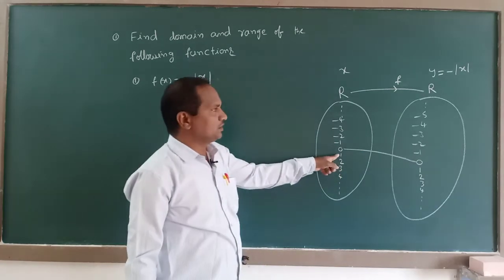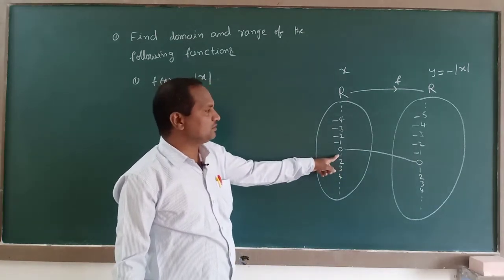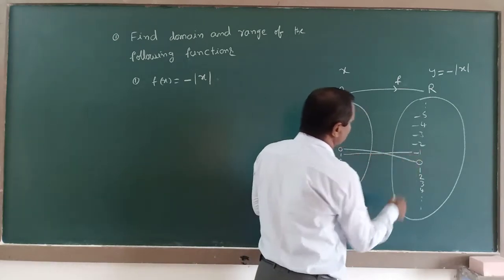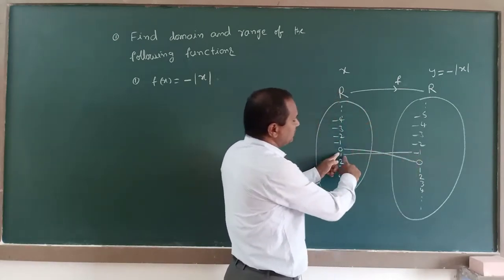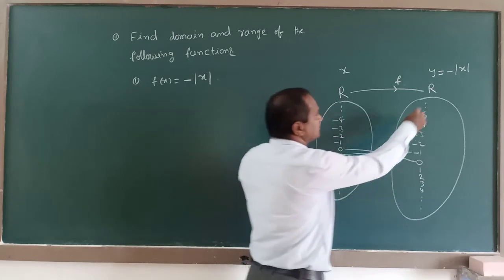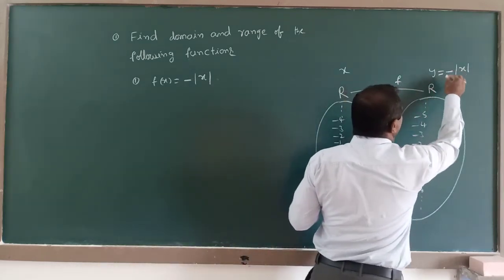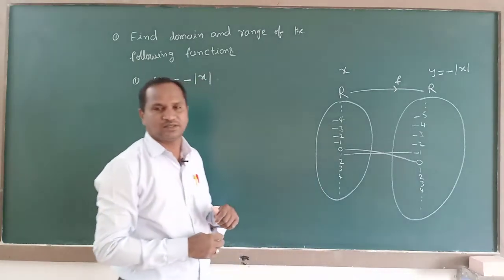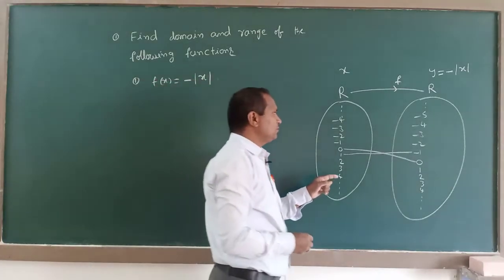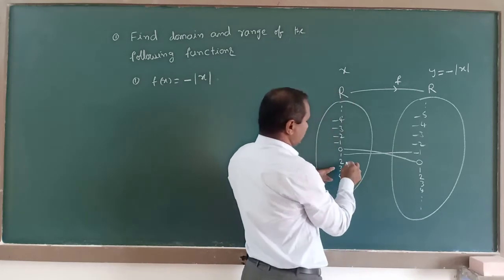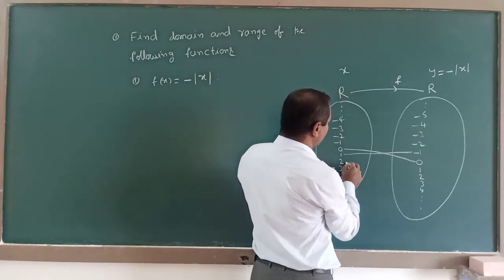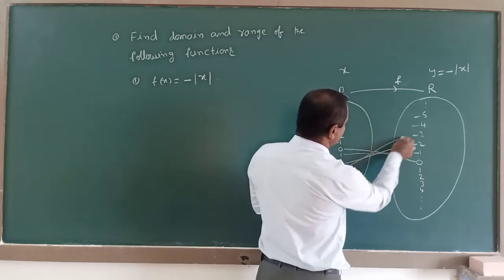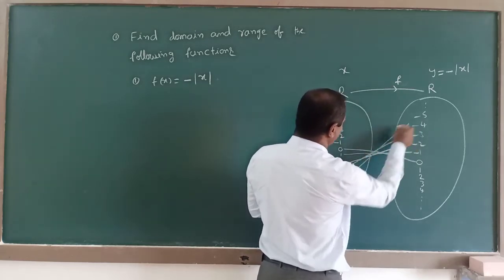If x is equal to 1, then y is equal to minus into modulus of 1, that is minus 1. Actually, other than minus, we'd get plus 1 only, but they give minus in front of it. That's why we are getting negative numbers here. Now x is equal to 2, then y is equal to minus of modulus of 2, so it becomes minus 2. x is equal to 3, minus 3. x is equal to 4, minus 4.